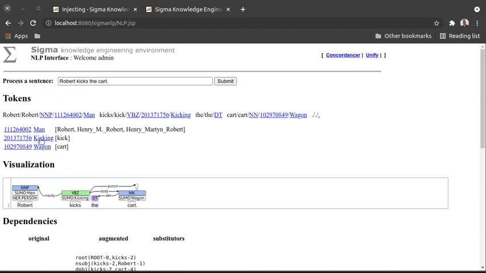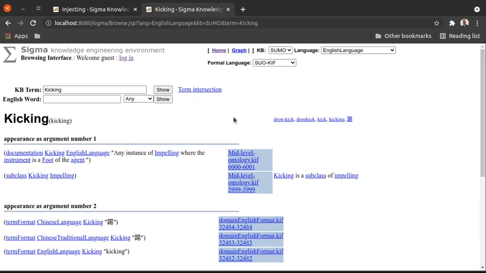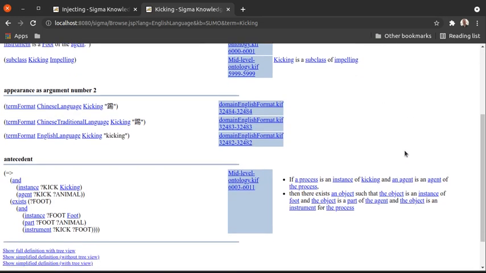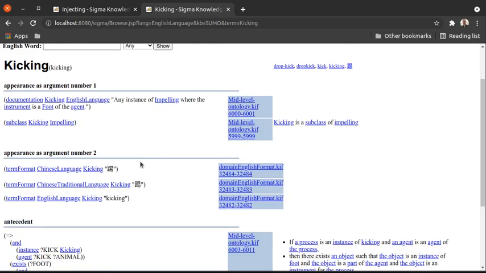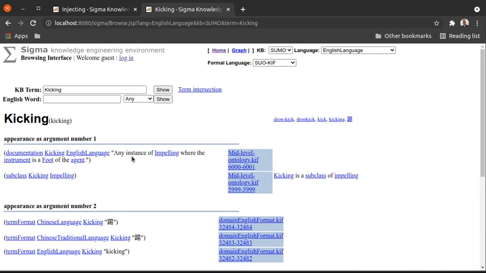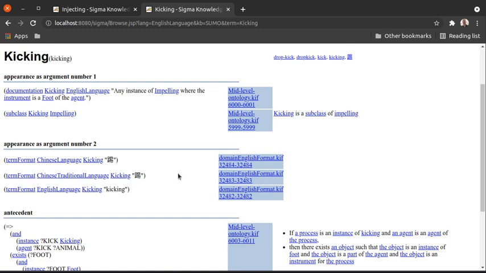If we just click on Kicking, we'll get the SUMO definition of Kicking, which is, for example, that it is something that is done with the foot. The foot is the instrument of the kicking, and it's part of the animal that is the agent of the kicking. That's really essential information. A kick is not a punch, it's not a slap, it's not a push, and all of these things that you and I know about the world, that we know about kicking, somebody has to tell the machine so that it can make reasonable inferences.